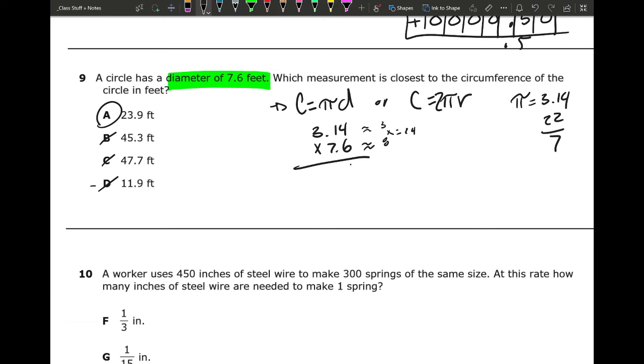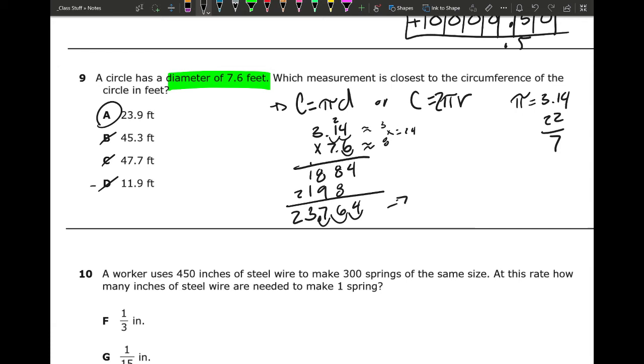5 times 4 is 20. We carry the 2. 5 times 1 is 5 and 2 is 7. 5 times 3 is 15. 7 times 4 is 28. Carry the 2. 7 times 1 is 7 and 2 is 9. 7 times 3 is 21. And we add this up. And we have 7, 3, 2. How many decimal places do we have? 1, 2, 3. So it's 23.55.